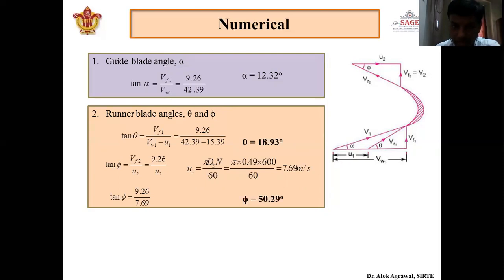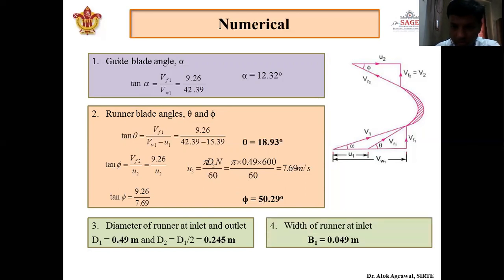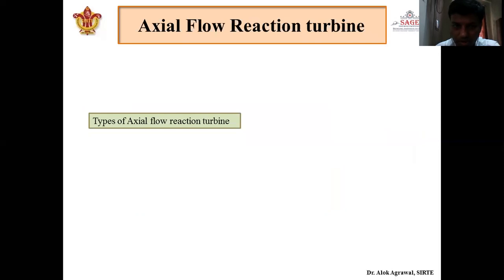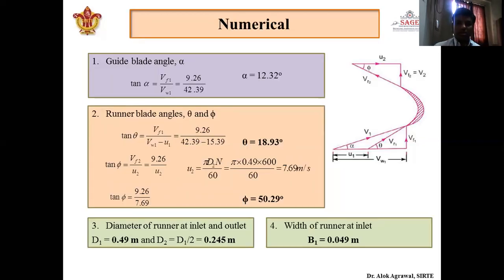So second part is also clear, that is theta and phi. Theta can be calculated from inlet velocity triangle and phi from outlet velocity triangle. Diameter of runner at inlet and outlet, it is asked. Diameter, it is 0.49, and we know the ratio that D2 will be D1 by 2. Now width of runner has already been calculated. So this is the simple problem of Francis turbine which has already been asked in the IGPV exam.